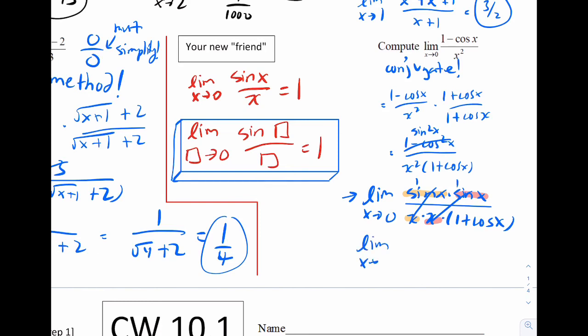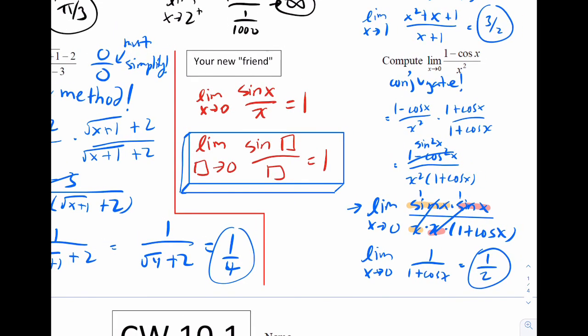So now I have the limit as x approaches 0 of 1 over 1 plus cosine x. And now plug in 0, you get 1 over 2. Done. Now the whole idea for today is a whole bunch of techniques for solving limits, and for this trig one, this idea of your new friend. This is going to be super, super helpful for you. So everyone put a big star on this. Important. You will need this.